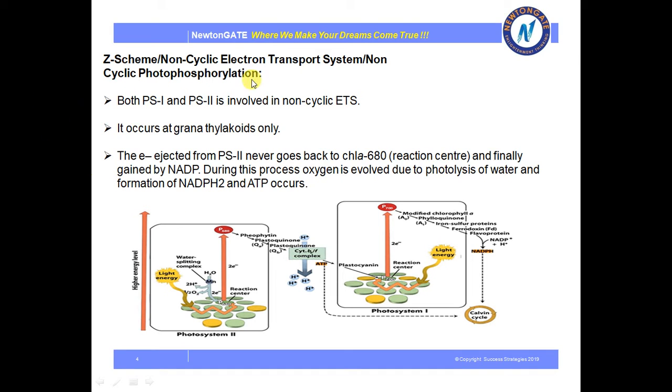So you need to remember all these points very carefully before the exam, and these points are very important and you are definitely going to get questions from all these points. Okay. And all these points mentioned in this slide will give you a clear concept about cyclic and non-cyclic photophosphorylation. So before the exam, it is a must that you go through this slide.